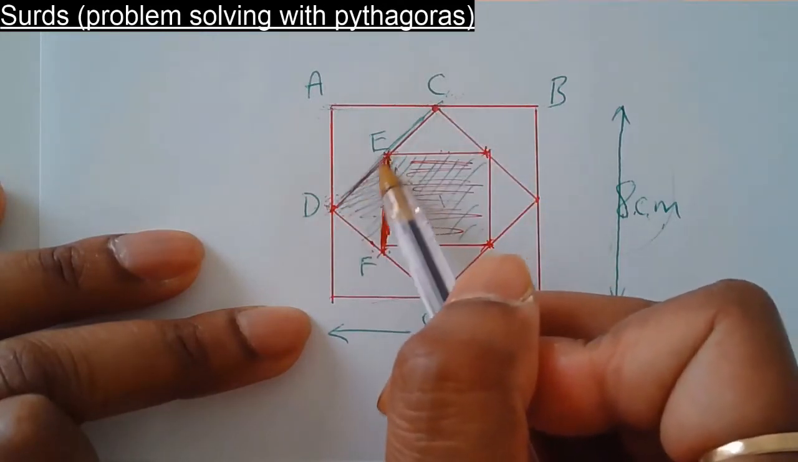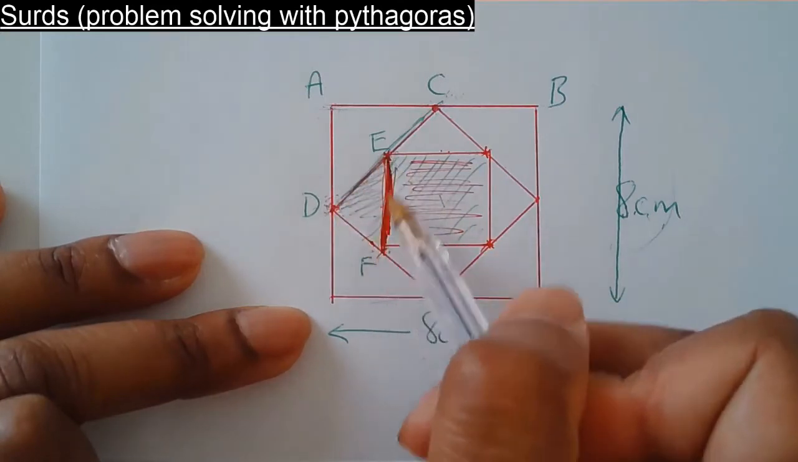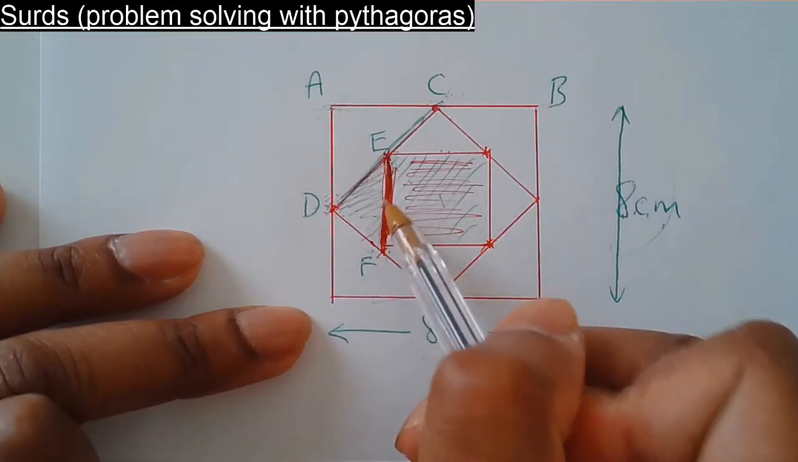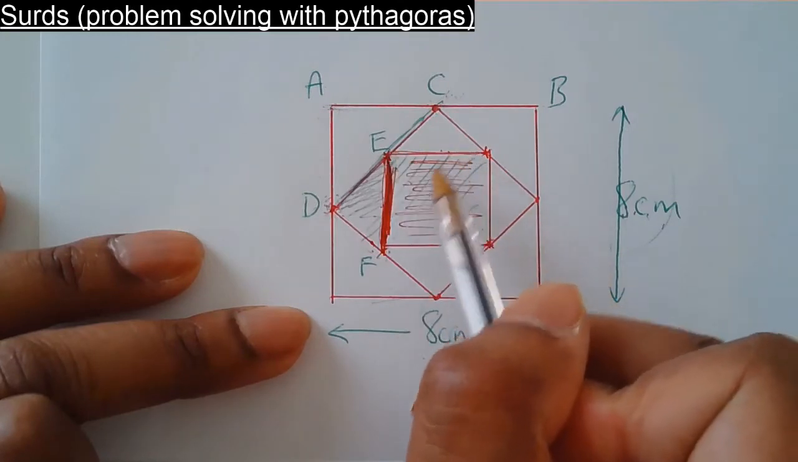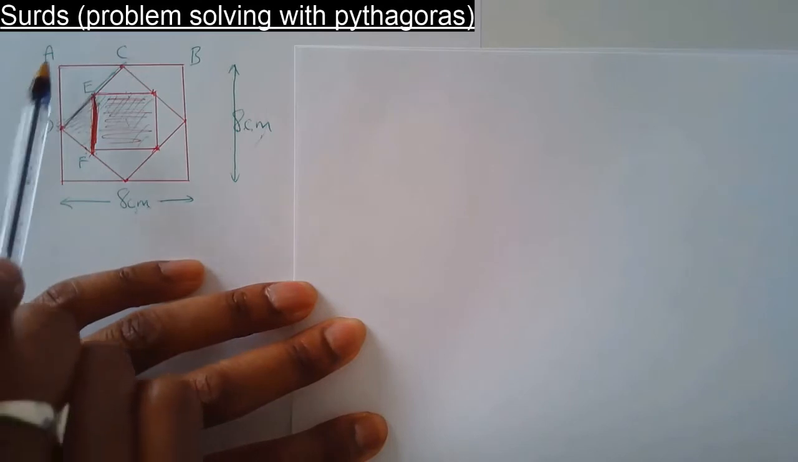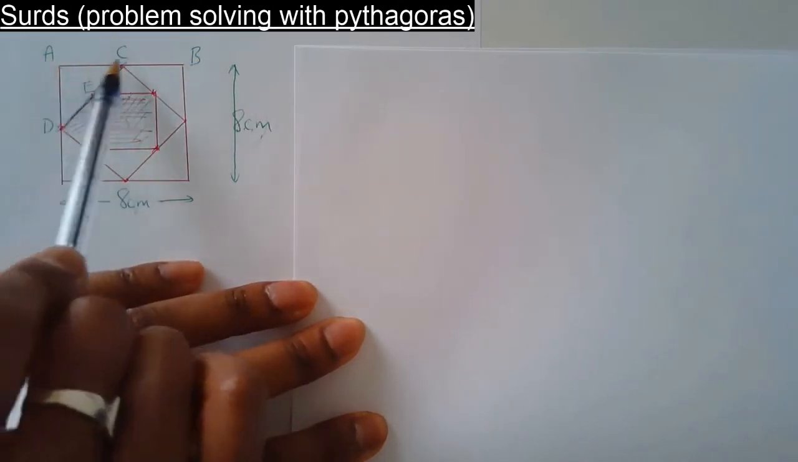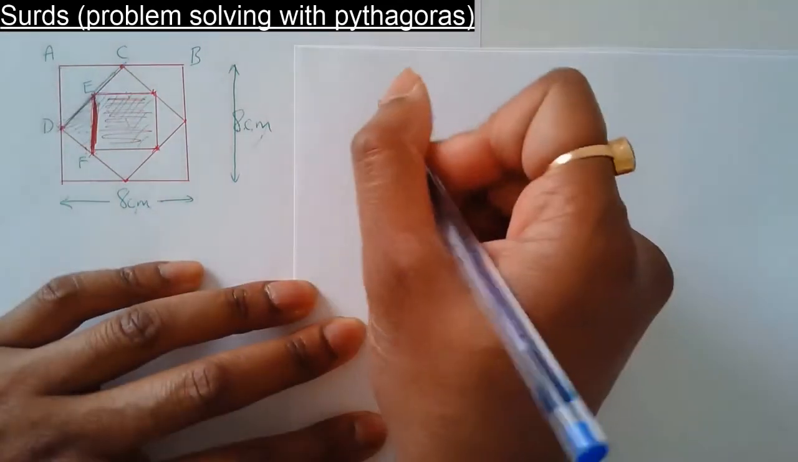Then I can use Pythagoras over here to get this thick line over here. And the number for that thick line will be the same as this one over here. Then I can just do length times width. We know AB is 8 centimeters, so therefore AC is 4 centimeters, and so is AD, 4 centimeters. Let me just quickly sketch that.